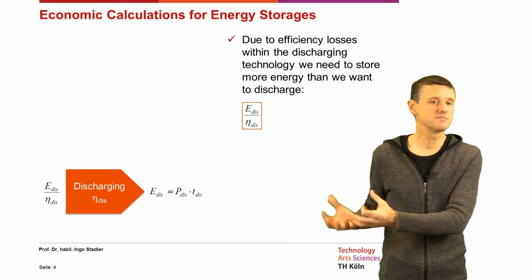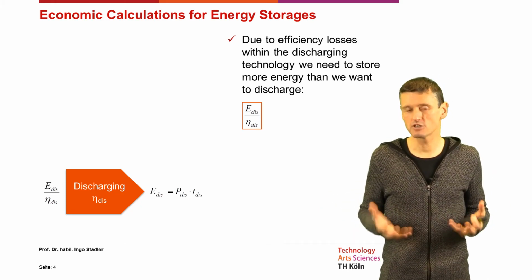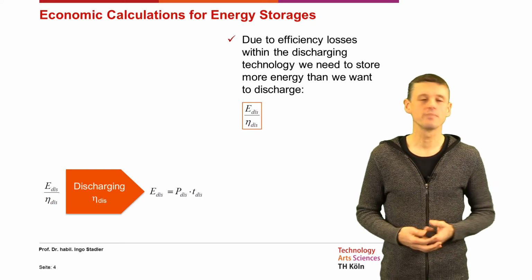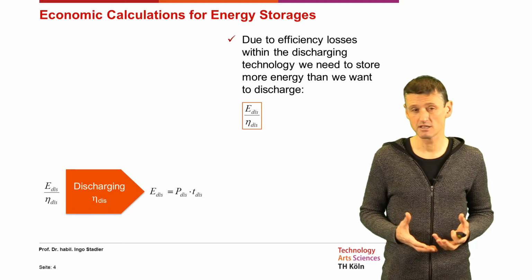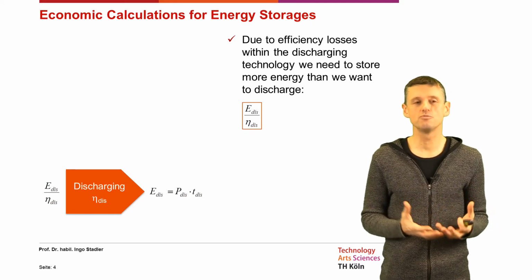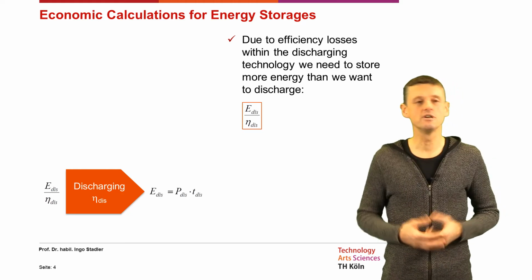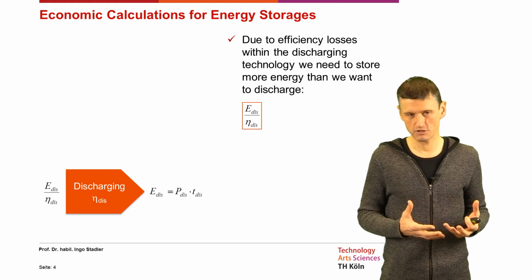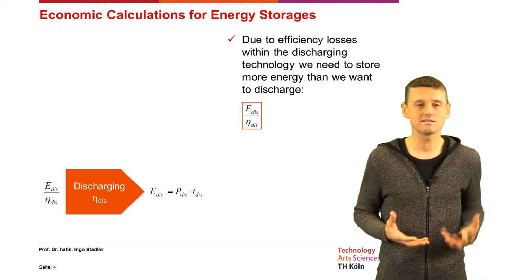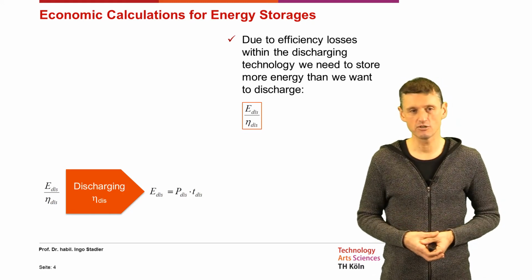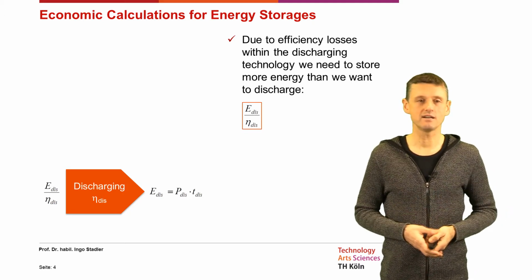But the discharge component of our storage system has a limited efficiency, so there are efficiency losses, and that means we need to store more than we later want to discharge. Therefore, before we discharge the storage, when eta this is the efficiency of the discharging technology, we need to have in the storage the energy E this divided by eta this.